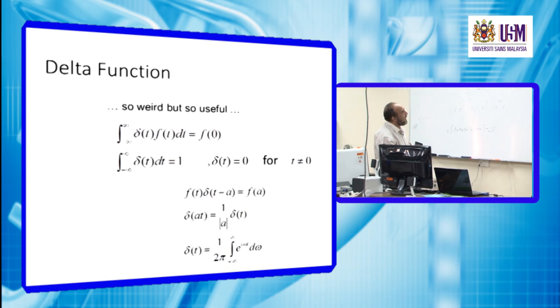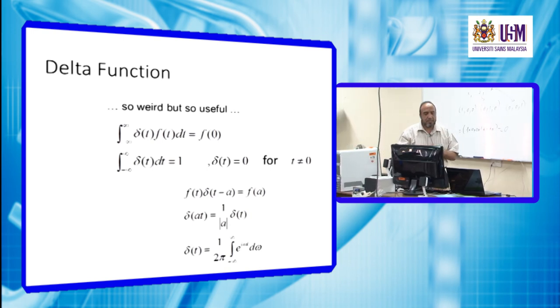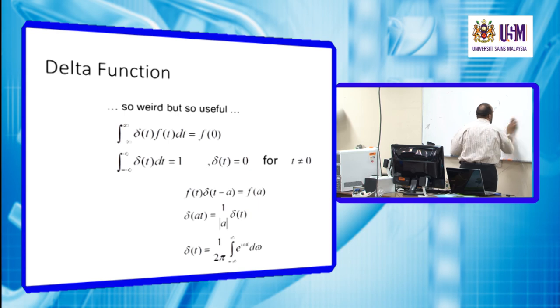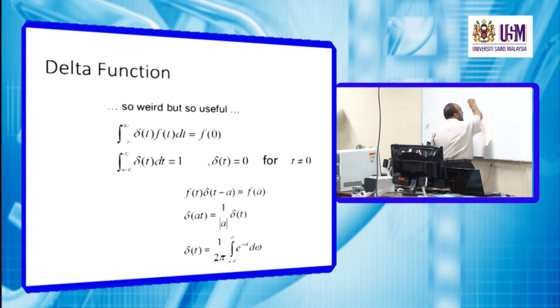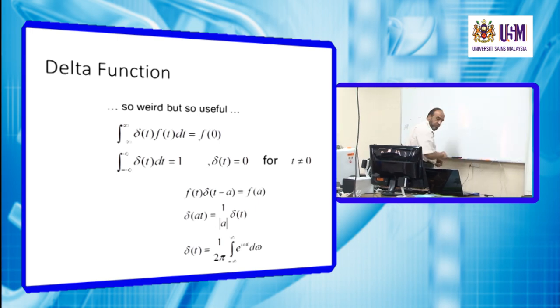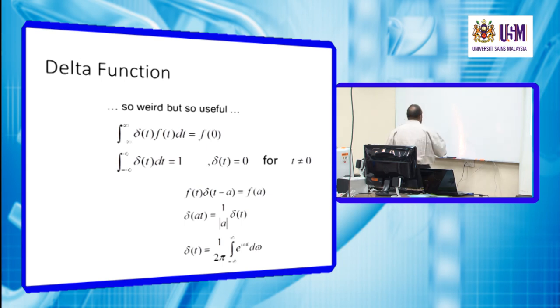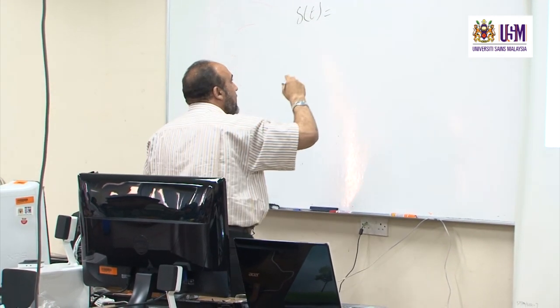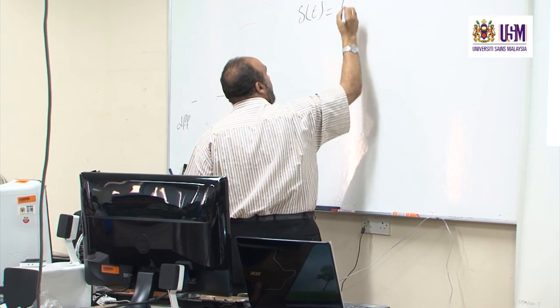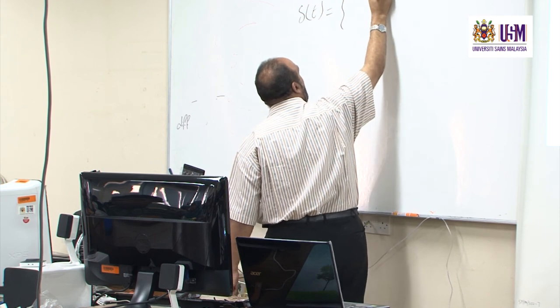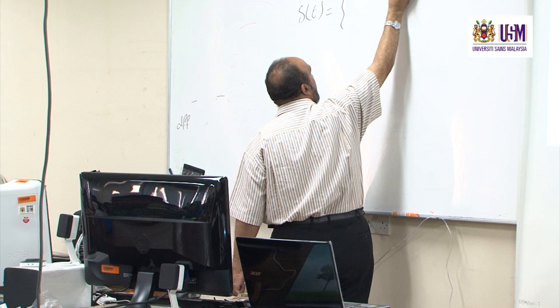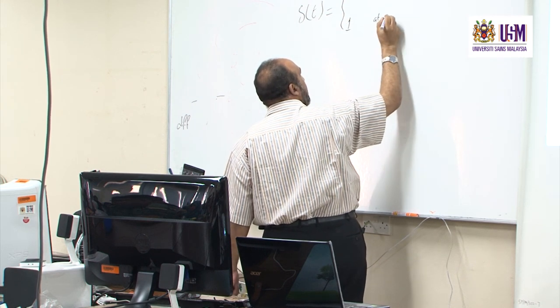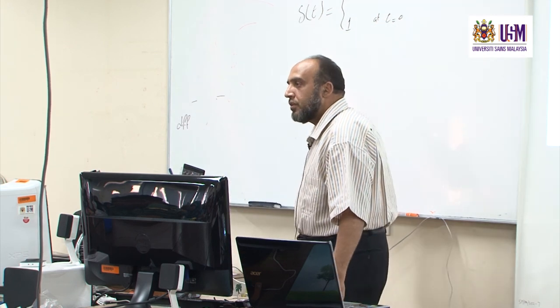Delta functions are very important, and it's really a weird function. For example, the definition of the delta function: when I'm saying delta t equal 0 at all points and equal 1 at t equal 0. This is the definition of the delta function.